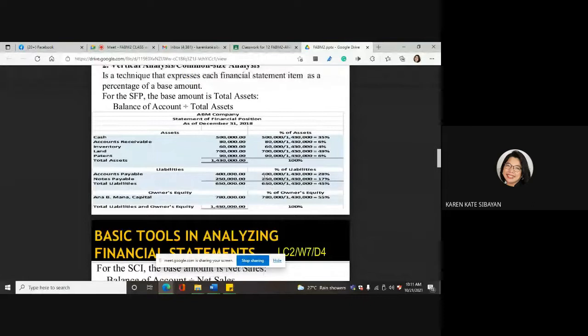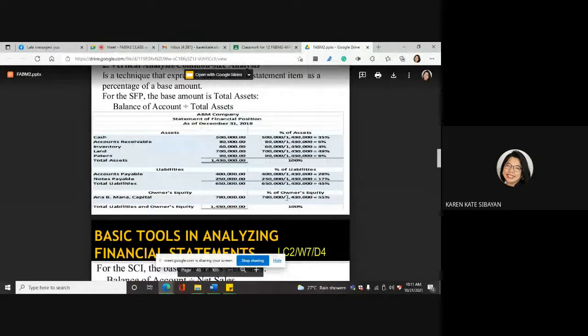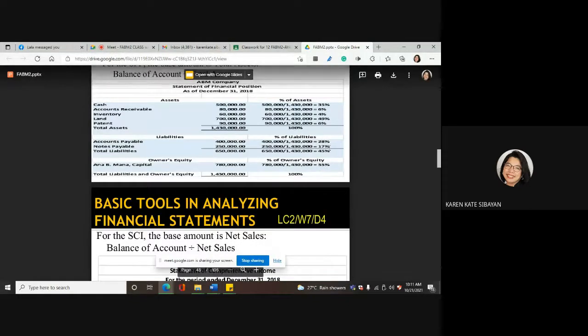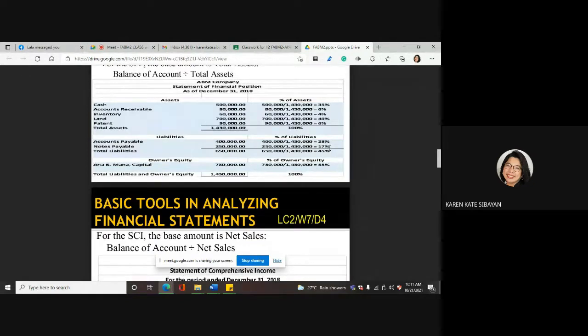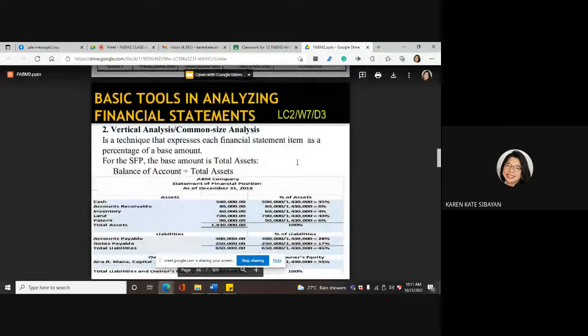Same as what we did for liabilities. Balance of account divided by the total. The same goes for owner's equity. So here, in the liabilities and owner's equity, the percentage of owner's equity is far larger, which is 55%. Then in the liabilities, notes payable stands out. Okay? So that's for the statement of financial position.